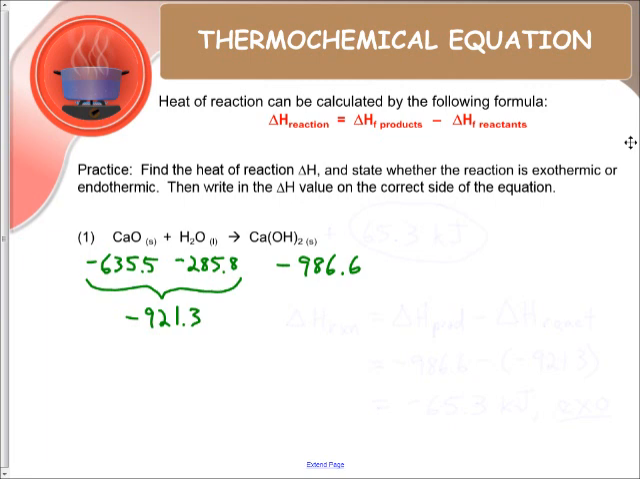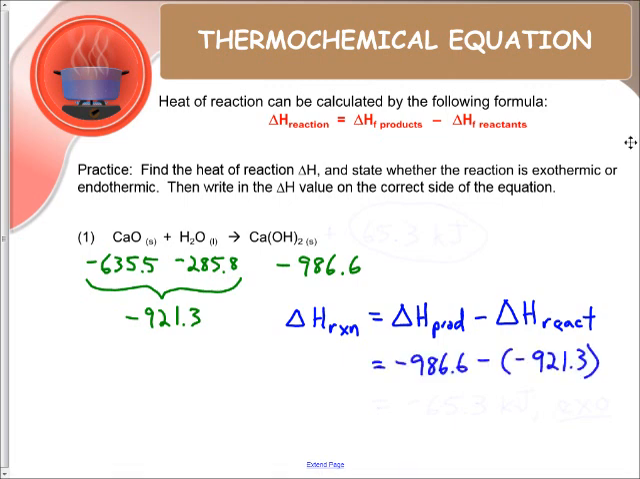So let's figure out what we need to do. So the change in heat of the reaction is products minus reactants. We have minus 986.6 minus a negative, make sure you keep the sign even if you have two of them, a minus a negative 921.3, which means that will come out to be minus 65.3 kilojoules.